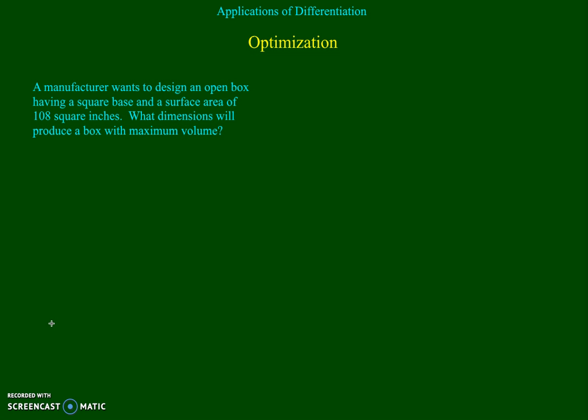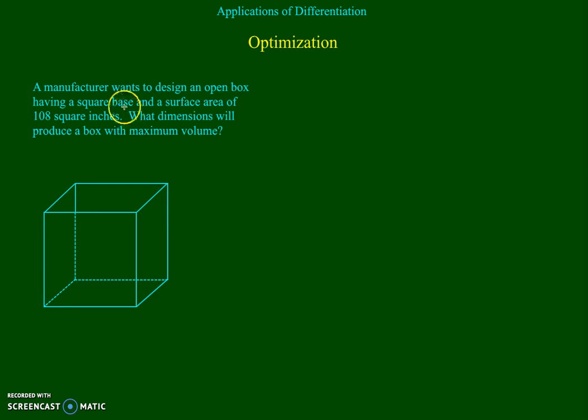In the first problem, a manufacturer wants to design an open box having a square base and a surface area of 108 square inches. We want to find the dimensions that will produce a box with maximum volume. Now, I'm a very visual person, so I generally like to create some sort of a visualization of the idea involved here. So I'm going to bring up my rendition of a picture representing this situation.